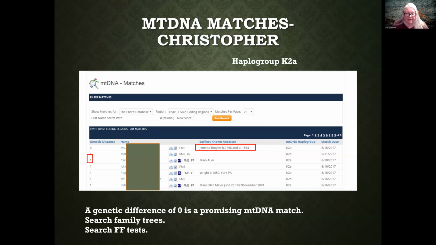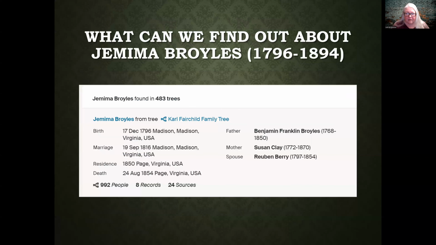And look at Family Finder tests, search family trees, see if you see any common surnames or if anyone makes sense. Now, I will tell you that this Jemima Broyles, who was born in 1796, is in my husband's tree. So that one person who did the mitochondrial test does somewhat confirm that we're on the right trail with one of his ancestors. So what can we find out about Jemima Broyles?